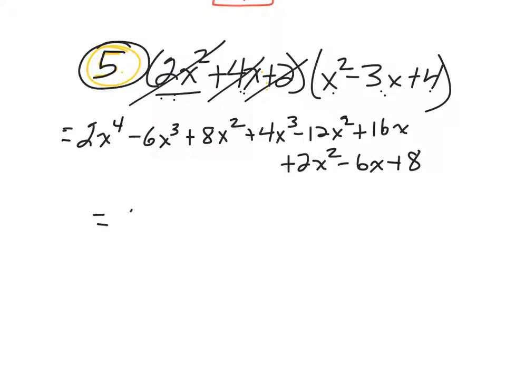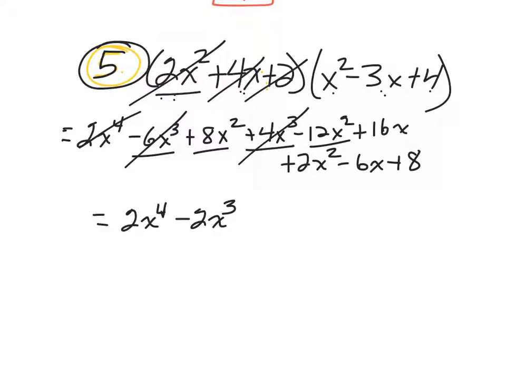So I've got this 2x to the fourth, and that's the only x to the fourth term I have. I've got negative 6x cubed and plus 4x cubed, so that'll give me negative 2x cubed. Done with those. I've got 8x squared minus 12x squared to be minus 4x squared, but then I got this plus 2x squared down here as well. So minus 4 and plus 2 will give me negative 2x squared. Done with those.